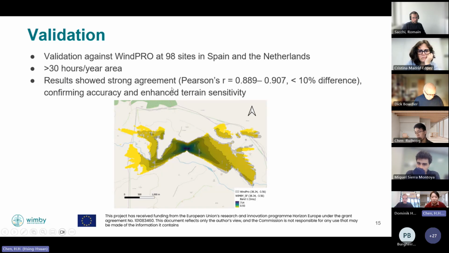It shows a strong agreement in accuracy, with a quite high Pearson's correlation coefficient, and the difference between the areas is below 10%. So it performed quite well, and it also showed more enhanced terrain sensitivity. Actually, you can see we sometimes have more detailed terrain sensitivity because we use a 20 by 20 DSM compared to WinPro.